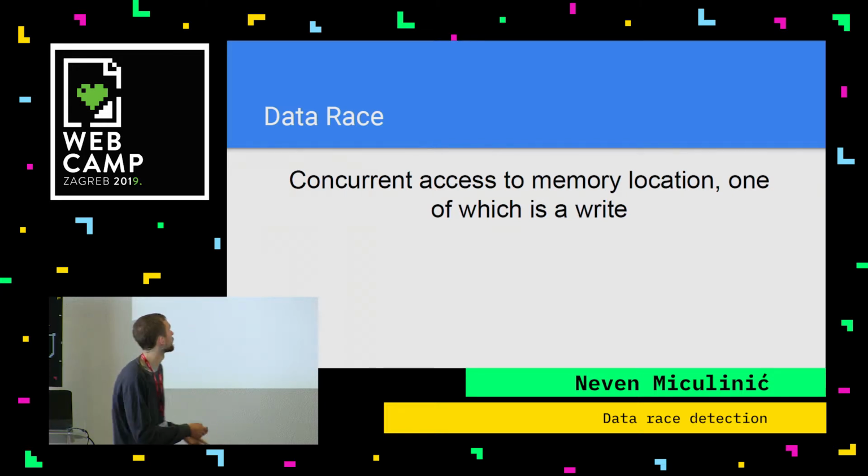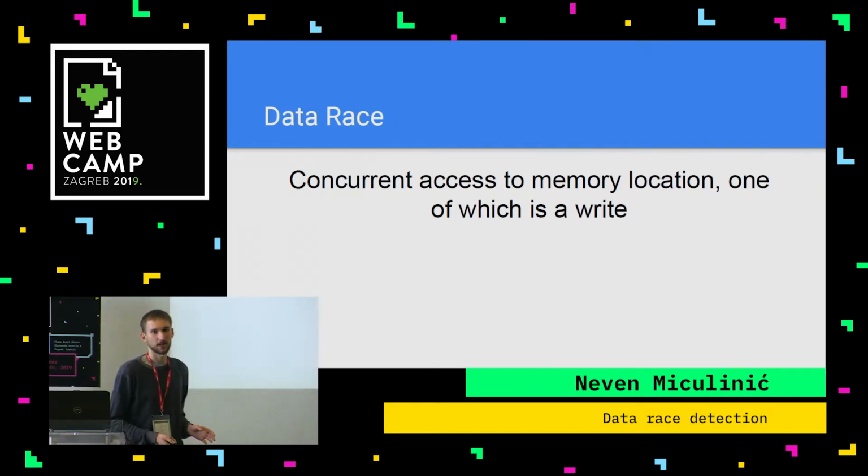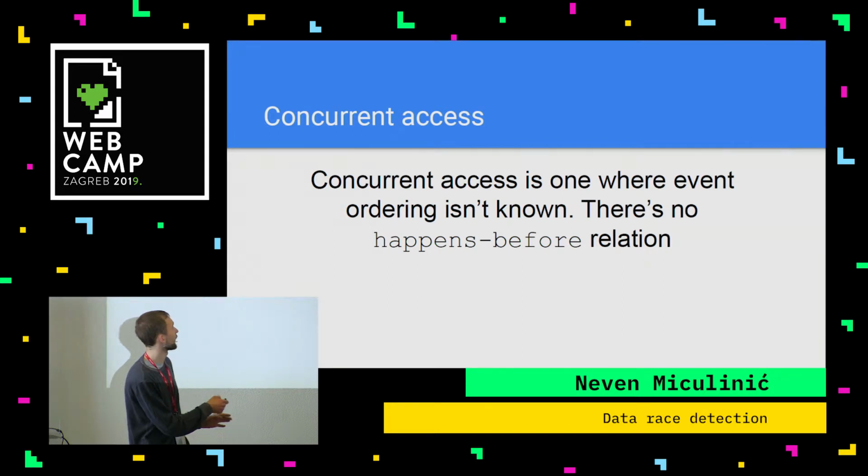That's why I'm focusing on data races, which are much more clearly defined as a concurrent access to a memory location, one of which is a write. Concurrent access is another beast. Concurrent access is one where event ordering is not known. In this context, an event is a read or a write. There are no happens-before relations between events.